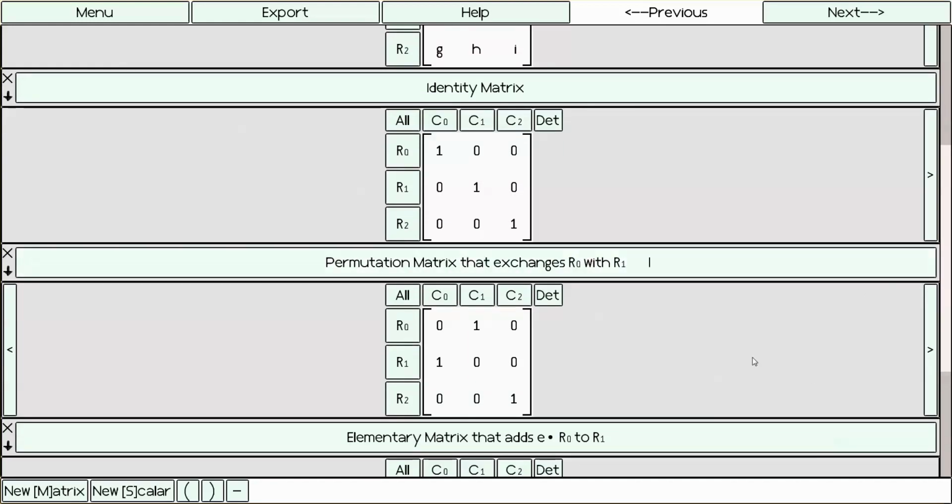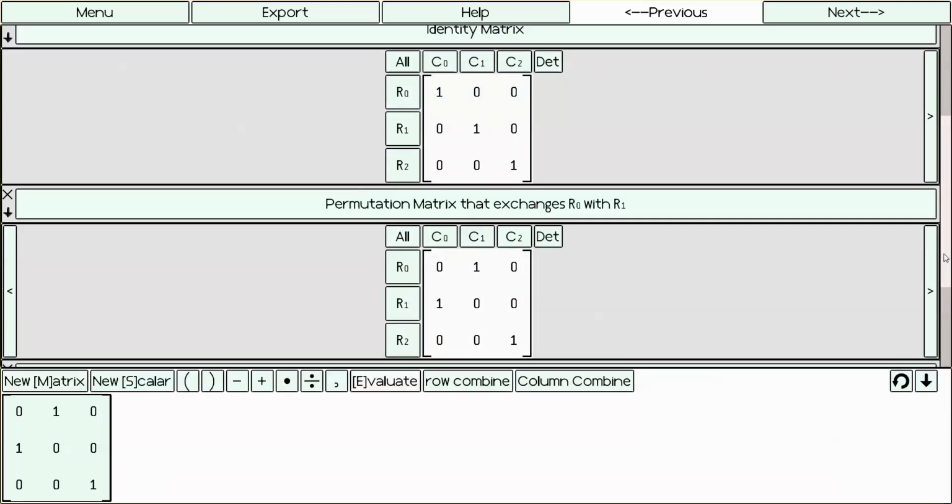So now let's talk about a permutation matrix. A permutation matrix looks exactly like an identity matrix, except some of the rows or columns have been swapped. Well, mainly some of the rows have been swapped. So in this case, row 0 and row 1 have been swapped. So if we multiply a permutation matrix times the arbitrary matrix, row 0 and row 1 will be switched.